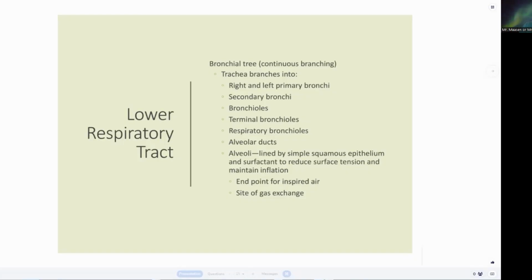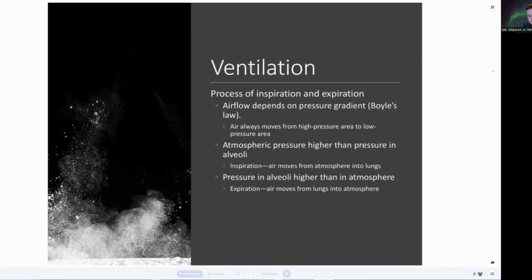The alveoli are simple squamous cells, so a very simple single cell layer, very thin, kind of like a blood vessel. And they also house a chemical called surfactant. If you remember this from A&P, surfactant is a chemical that basically repels water, and that reduces surface tension. So it basically just maintains inflation. So the alveolar sac stays inflated and it doesn't collapse on itself. And again, this is where the point of gas exchange happens, the alveoli.